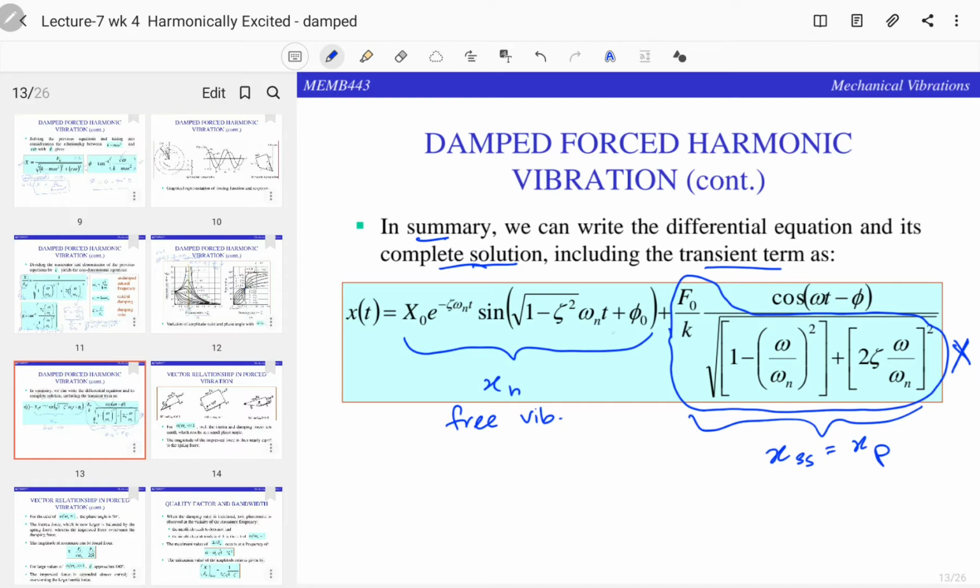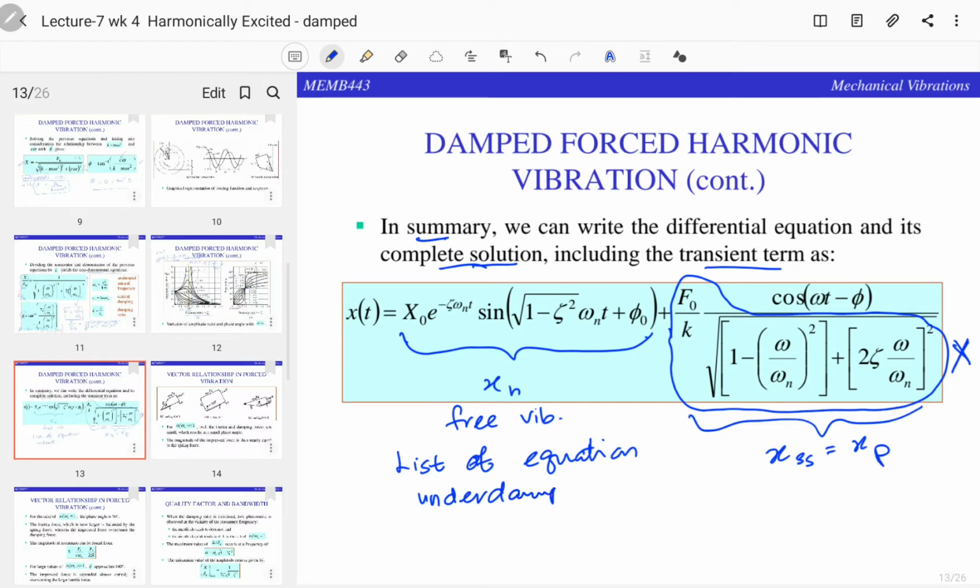How do we get this equation? Maybe you can refer to your list of equations downloaded from Moodle. Take a look at the list of equations. Look at where you have an underdamped condition.